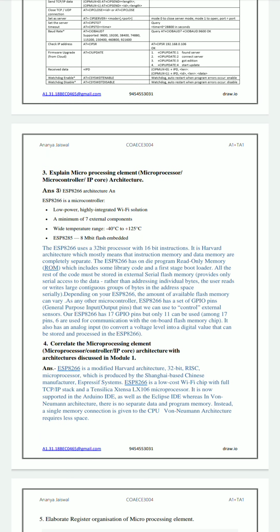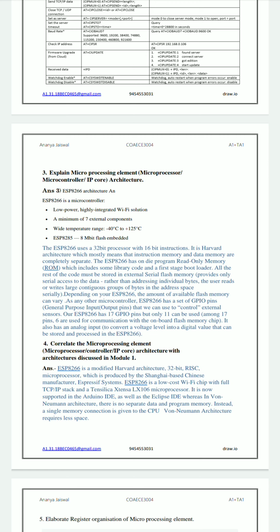ESP8266 uses a 32-bit processor with 16-bit instructions. It is Harvard architecture, which mostly means that instruction memory and data memory are completely separate. The ESP8266 has on-die program read-only memory ROM, which includes some library code and a first-stage bootloader. All the rest of the code must be stored in external serial flash memory which provides only serial access to the data rather than addressing individual bytes. The user reads or writes large contiguous groups of bytes in the address space serially.